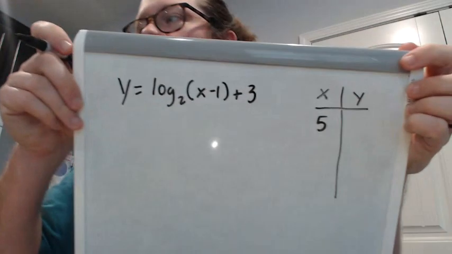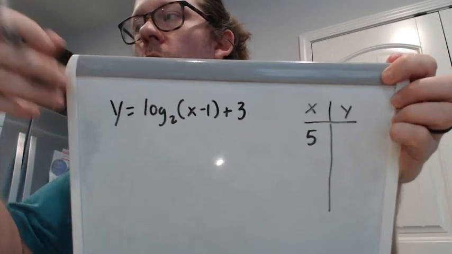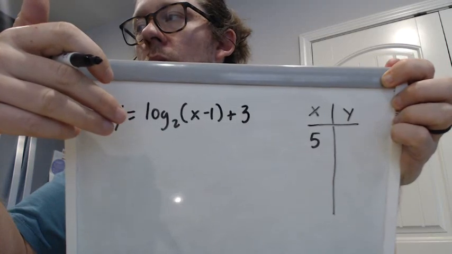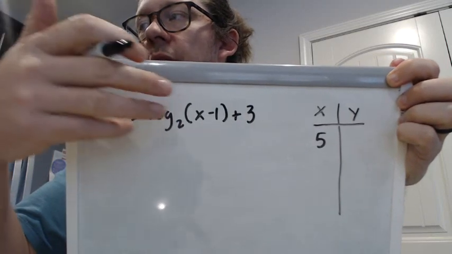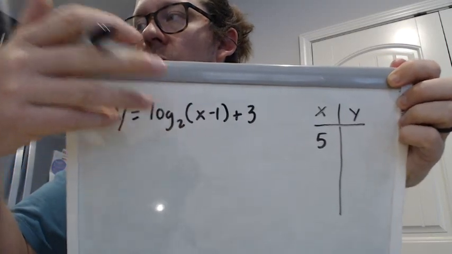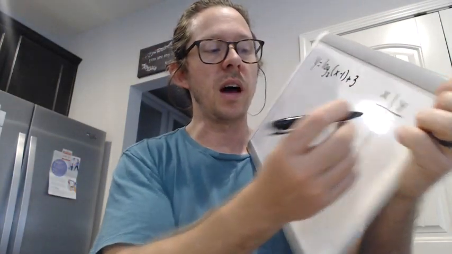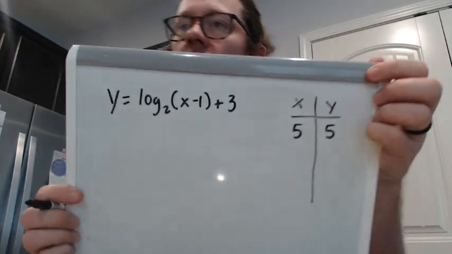If I were to put a 5 in there, well, 5 minus 1 is 4. Log base 2 of 4 would be 2. 2 plus 3 would be 5. And you could kind of do that, but you'd have to be kind of good to do that. But a couple ways you could graph this.